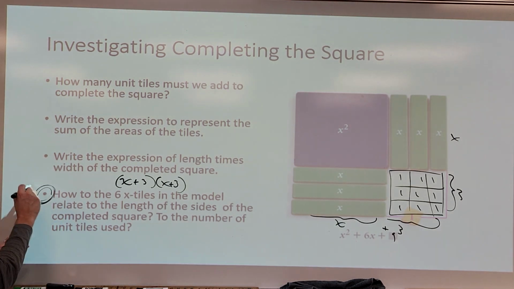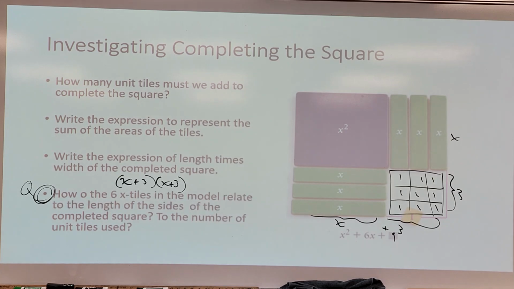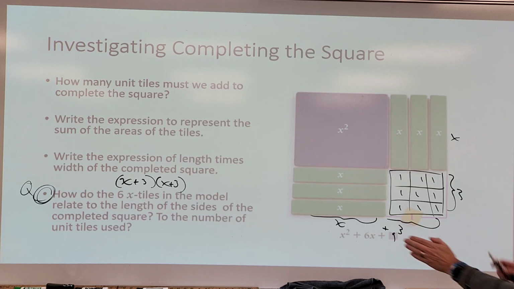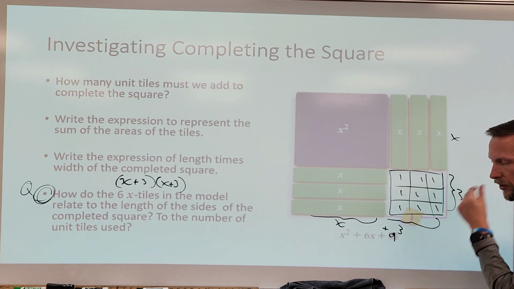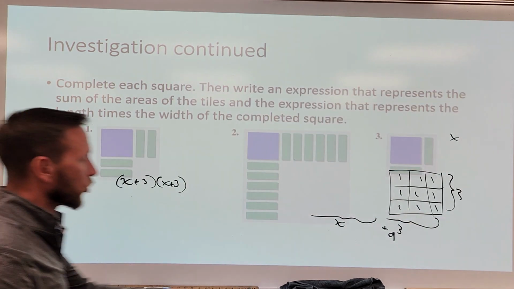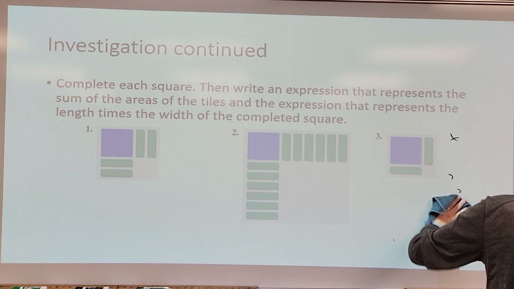So what I want for us to think about, this is kind of a big question here. How do the 6x tiles in the model relate to the lengths of the completed square and to the number of tiles used? All right, so I want you to be thinking about how I can get from x squared and 6x's to know that this number is going to be 9. That's the big picture question that I want you to ask yourself over the next few minutes so that we can predict how many tiles we need and what the expression is that represents this situation.